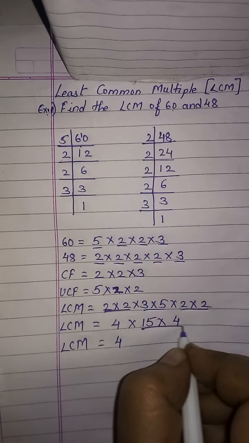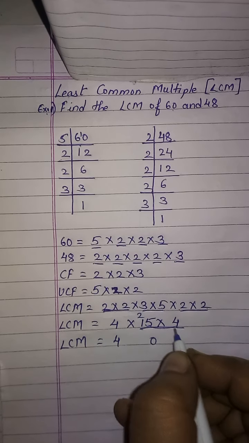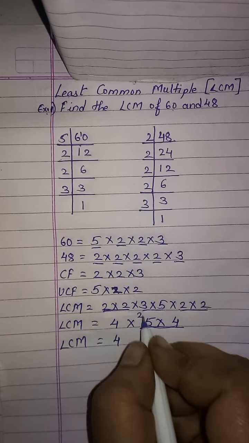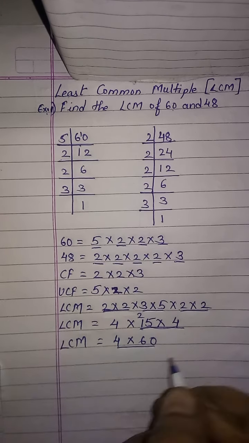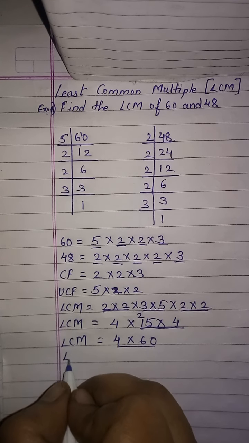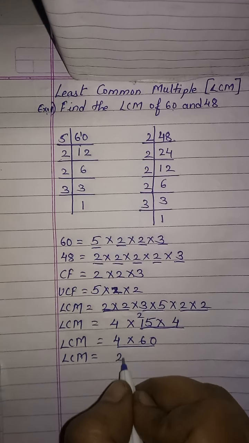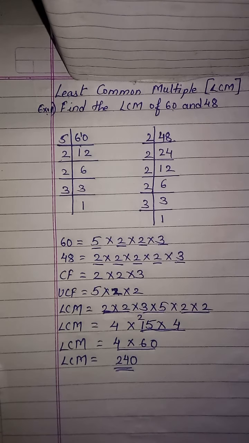We will multiply these two numbers first. 5 4s are 20, 2 carry over, 4 1s are 4 plus 2 is 6. Now 4 into 16. So LCM is equal to 6 4s are 24 and this 0. So LCM is 240.